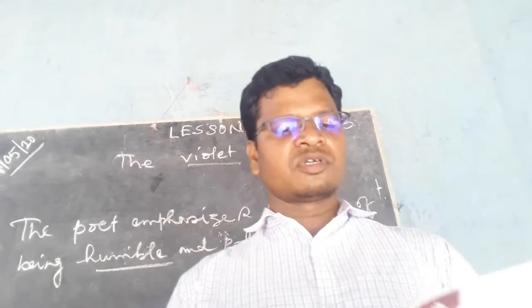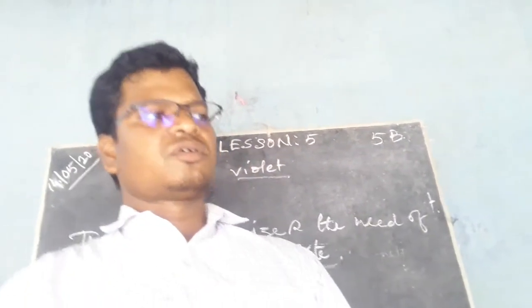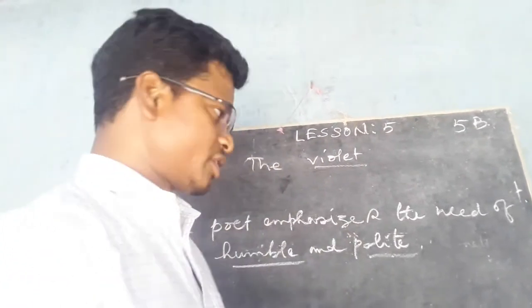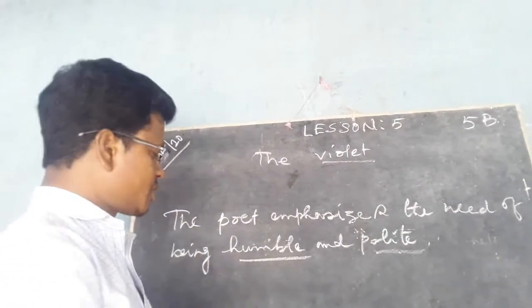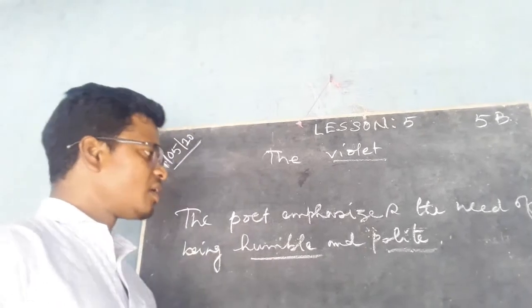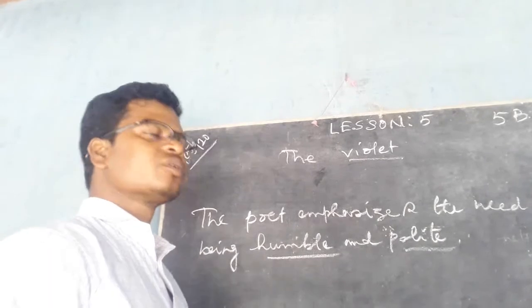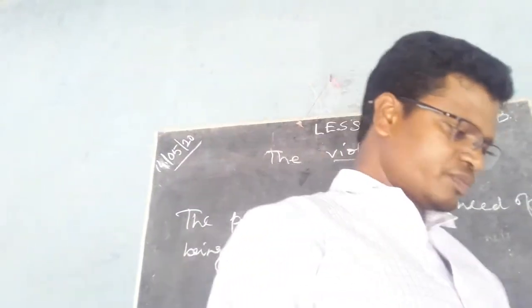So from here we learned two qualities. Okay, what are those two qualities? Just look here. The poet emphasized the need of becoming humble and polite. So this is what we learn from this poem. Let us read the poem now.